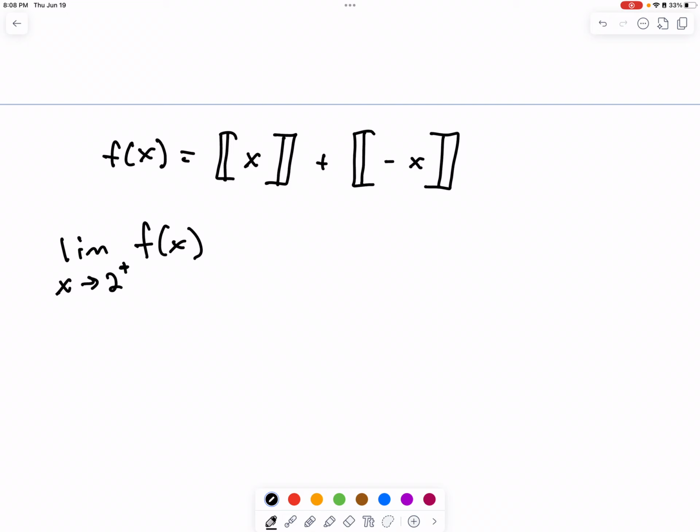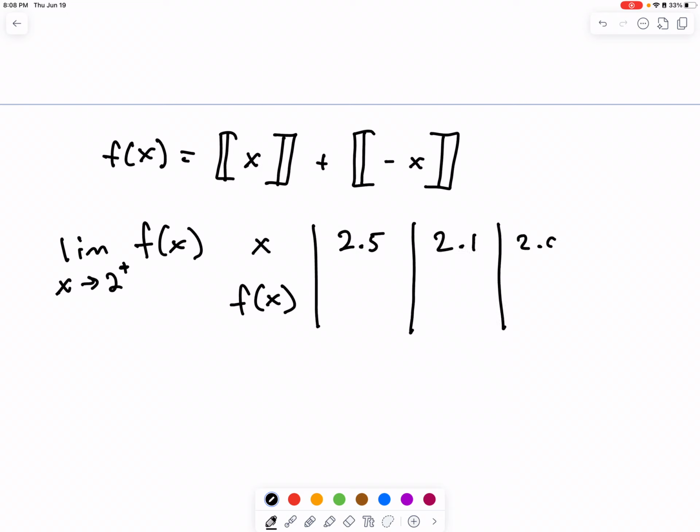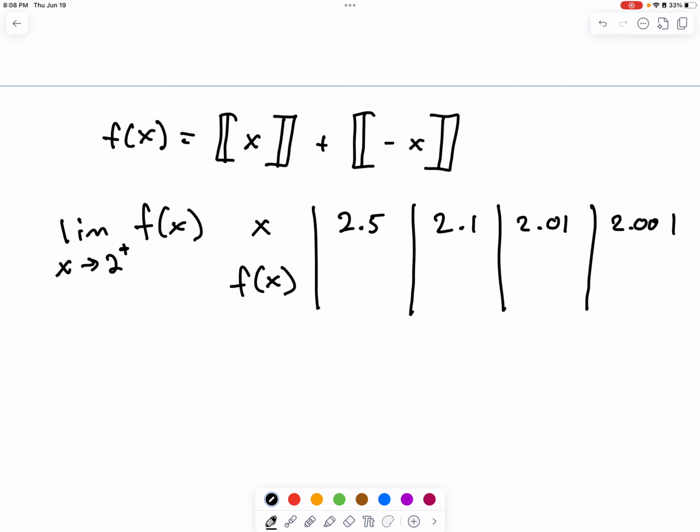Okay. So now we want to evaluate it as x approaches 2 coming from the right. Okay. So then we're going to make our table. We're going to have our x versus our f of x. Okay. Now coming from the right, these are going to be numbers like when x is 2.5, when x is 2.1, when x is 2.01, x is 2.001, and we could keep going if we wanted to, right? Let's find the corresponding y's. So first, let's evaluate f of 2.5, right?